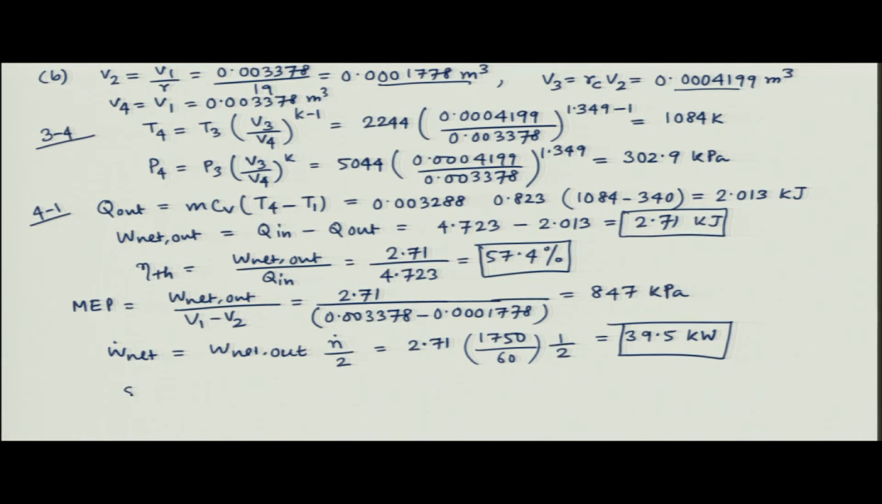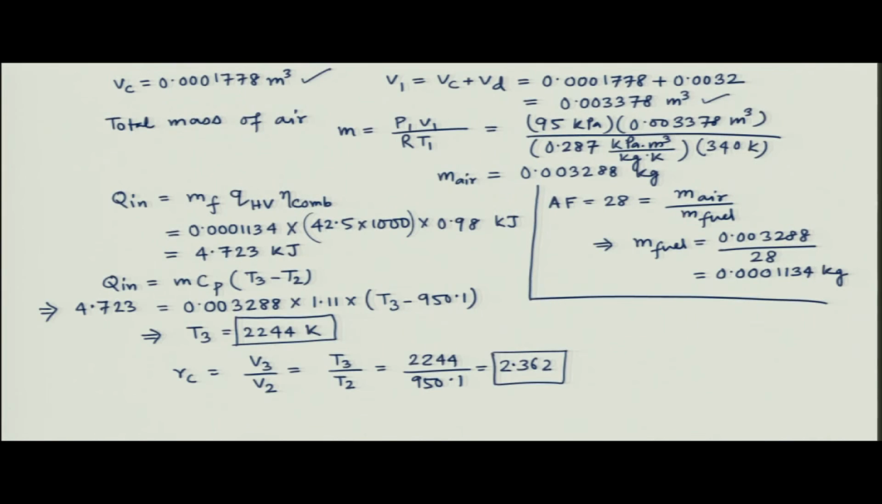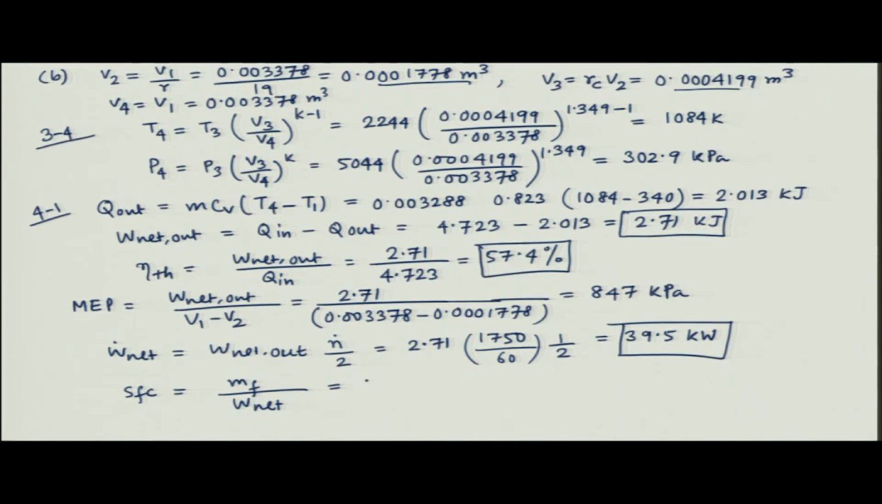Finally, we have to find the specific fuel consumption. Specific fuel consumption is basically the mass of fuel consumed per unit work done, right. So, the mass of fuel consumed we already calculated as this one, 0.0001134, and net work output is 2.71 kilojoule, right. So, this is kg and this is kilojoule.